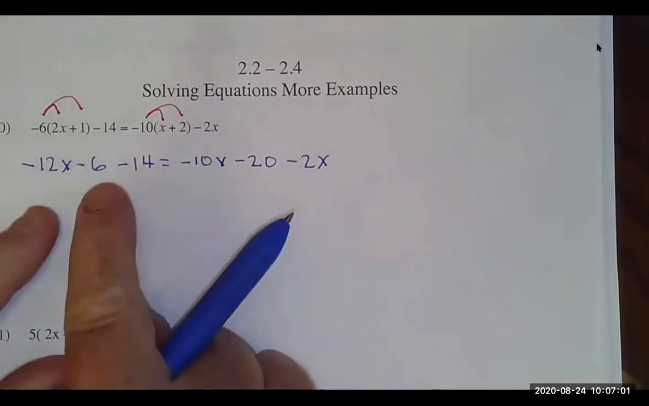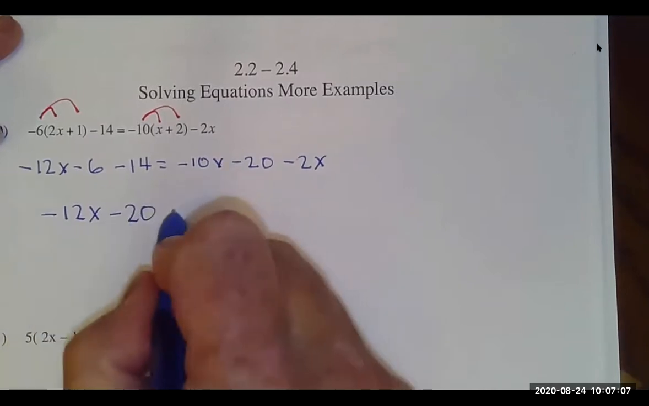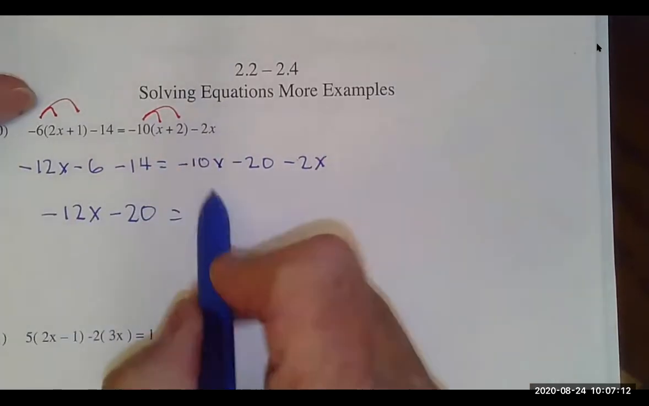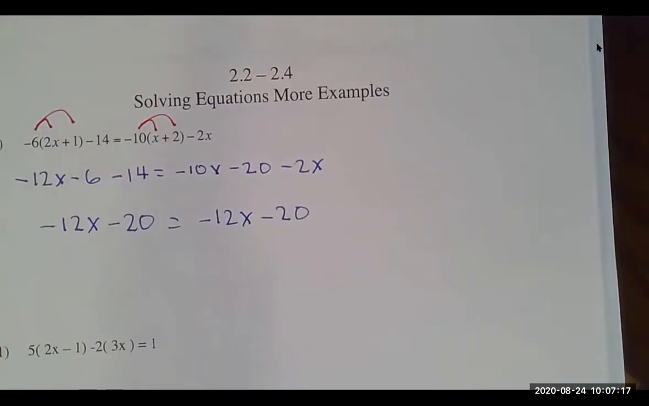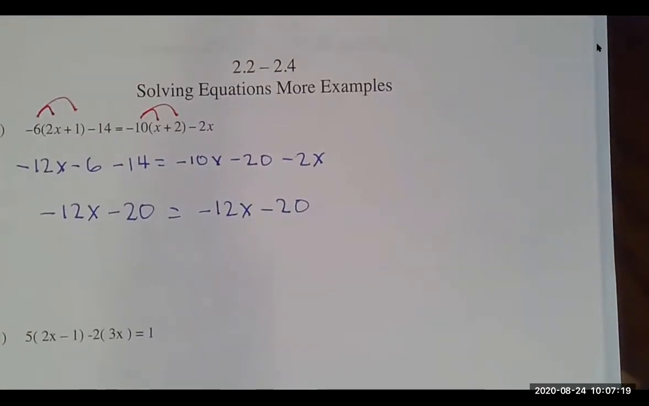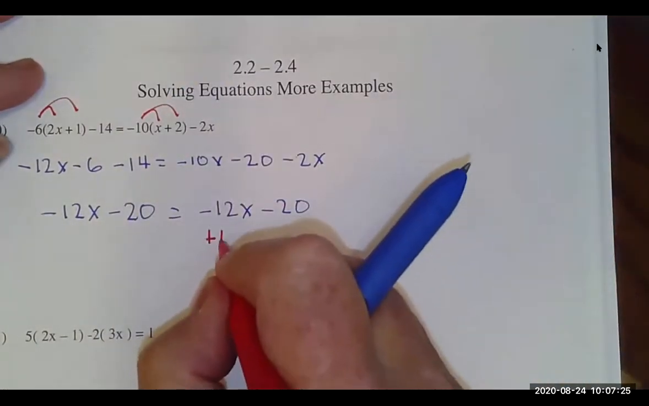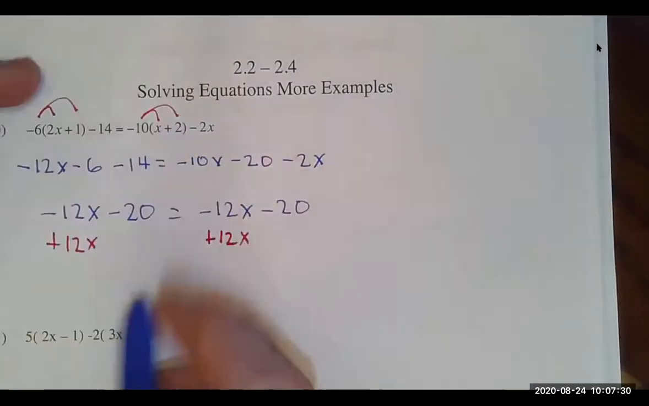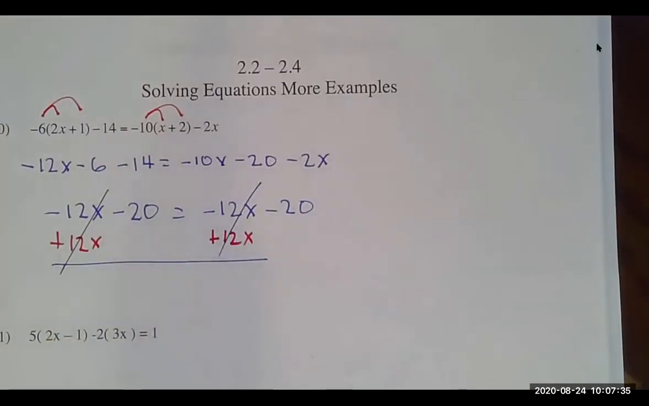Okay, combine like terms. These are like terms, so I got minus 12x, subtract 20. And let's move the 12x over to the other side, and something interesting or weird happens. And it's not a mistake. I have no x left. The x disappears. It's not a mistake.